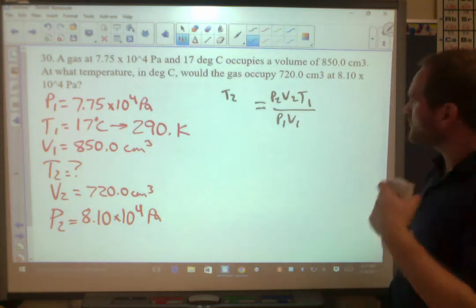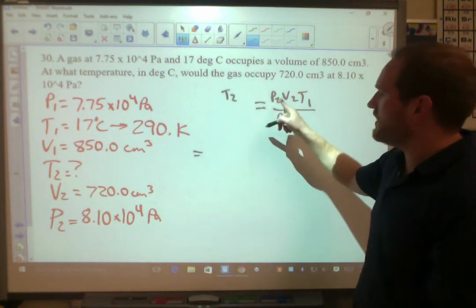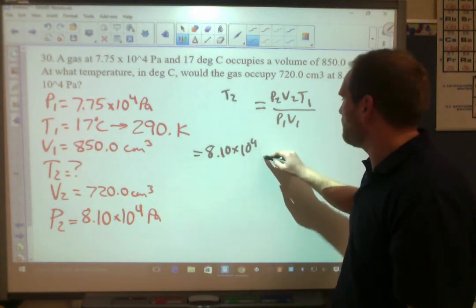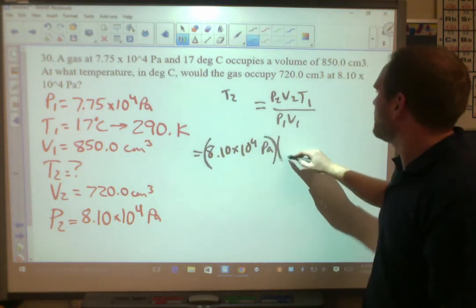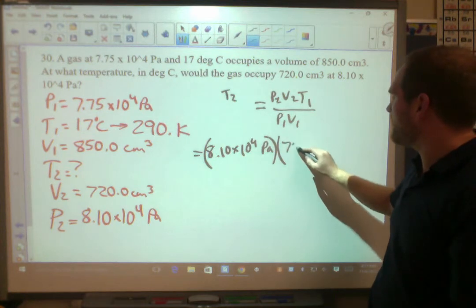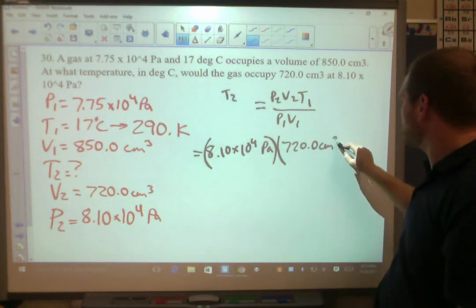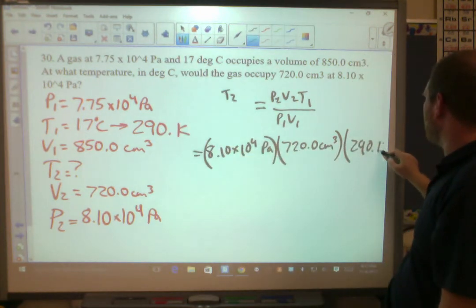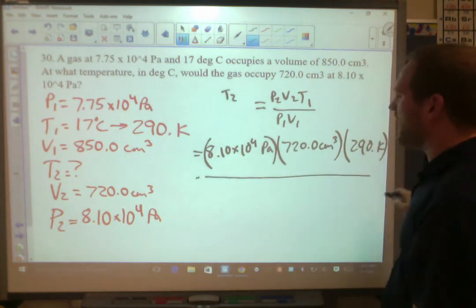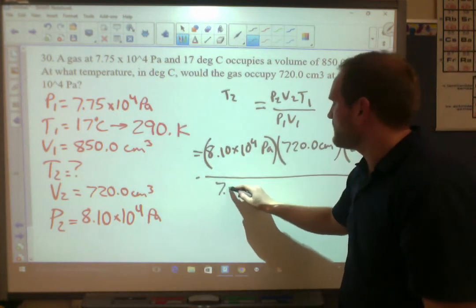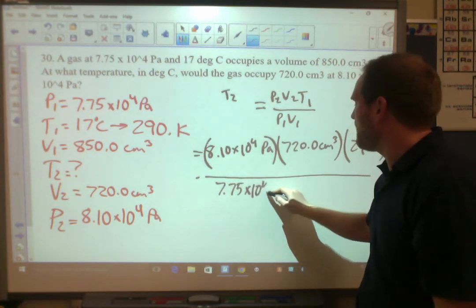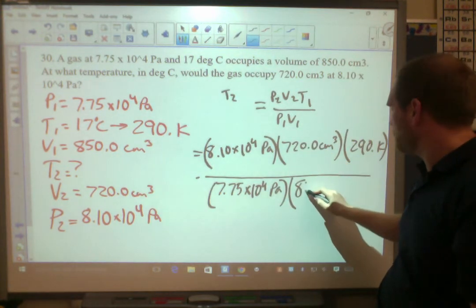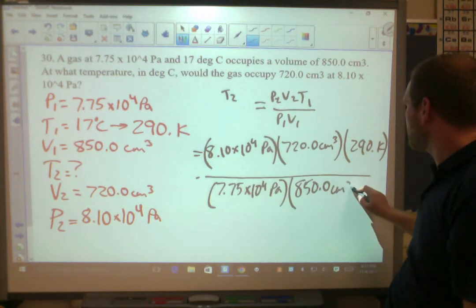That's a 2 there. Okay. So T2 is going to equal my P2, which is 8.10 times 10 to the 4th pascals, times V2, which is 720.0 centimeters cubed, times T1, my initial temperature, 290 Kelvin, divided by P1, which is my initial pressure of 7.75 times 10 to the 4th pascals, divided by V1, which is 850.0 centimeters cubed.